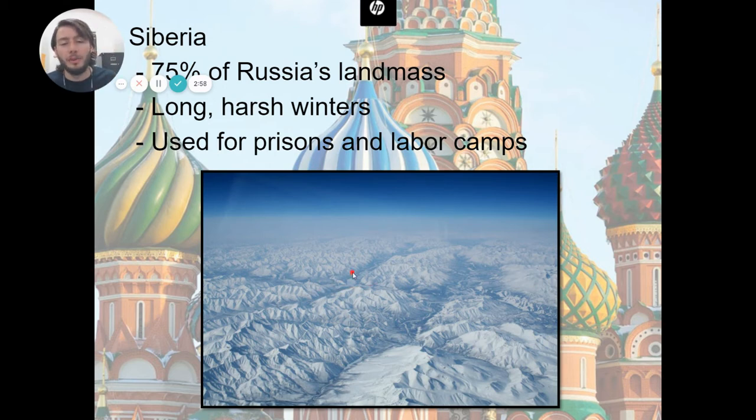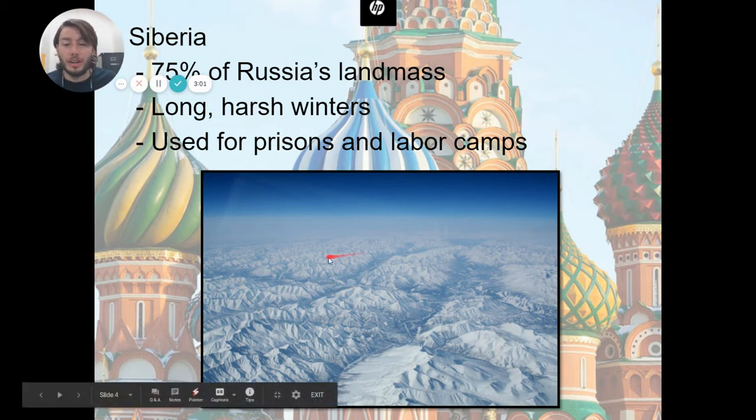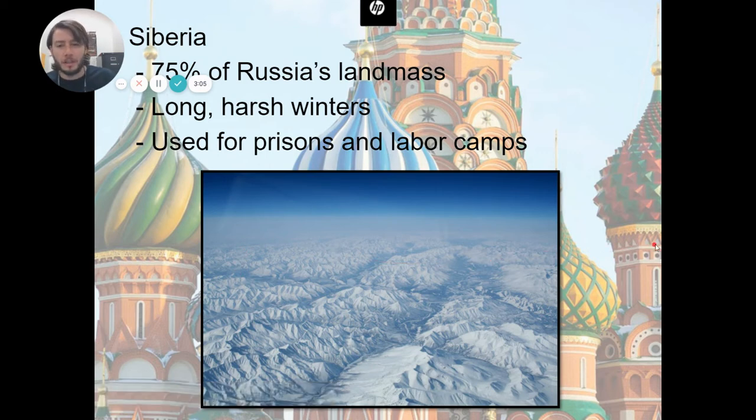It's very, very cold, and this is what it looks like. It almost looks like it's not even on planet Earth, but it is. It's in Russia. And in Russia, they refer to this as gulag. The prisons that are in Siberia, they call them gulag. You may have seen memes about it before, but yeah, gulag.